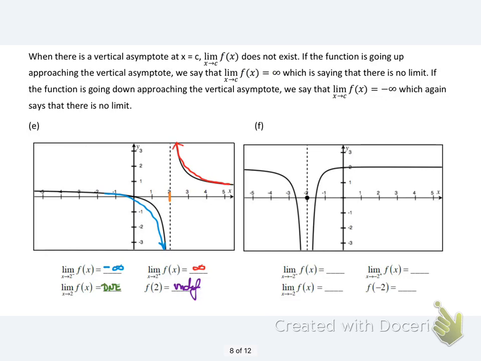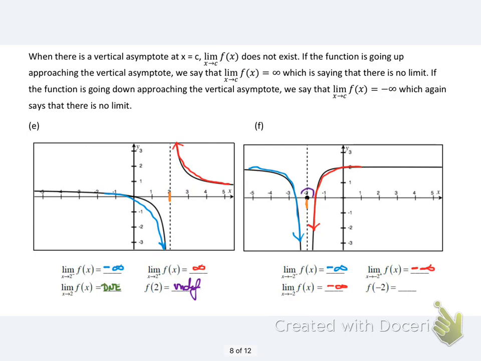We're approaching negative 2 from the left. So negative 2 is here. From the left, it would be going down. So that's negative infinity. From the right, also going down. So that's negative infinity. Negative infinity is the same as negative infinity, so for convenience sake, we're going to say that it's negative infinity. However, again, for all of those answers, the answer is does not exist.